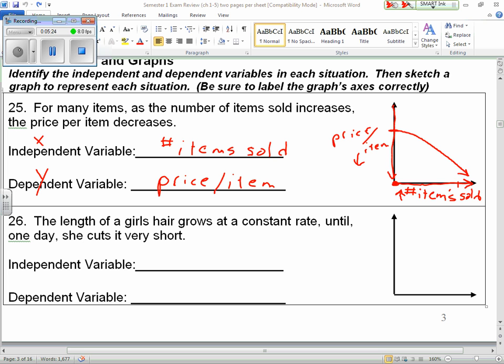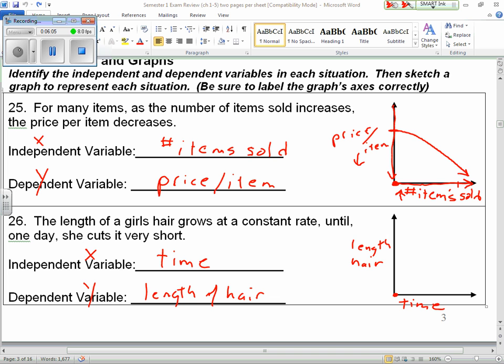The length of a girl's hair grows at a constant rate until one day she cuts it very short. Okay, so we need to try to draw a graph of that. Okay, so our independent variable is going to be time. So as time goes by, because that's going to be down here, time. Okay, hours, days, whatever. The dependent variable is going to be the length of her hair. And dependent will go on your y-axis and independent will go on your x-axis.